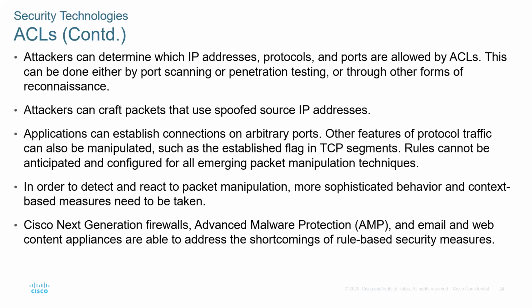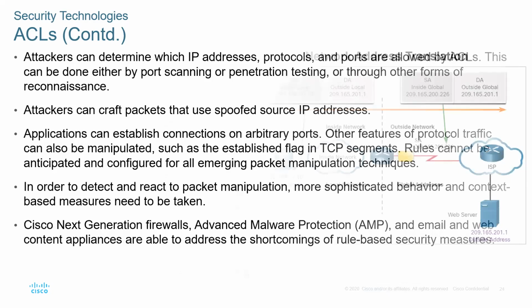So in order to detect and react to that packet manipulation by the threat actor, more sophisticated behavior and context measures need to be taken. And this is what you'll see within Cisco next generation firewalls, or AMP, web and mail content appliances that are able to address those shortcomings of basic rule-based security measures.